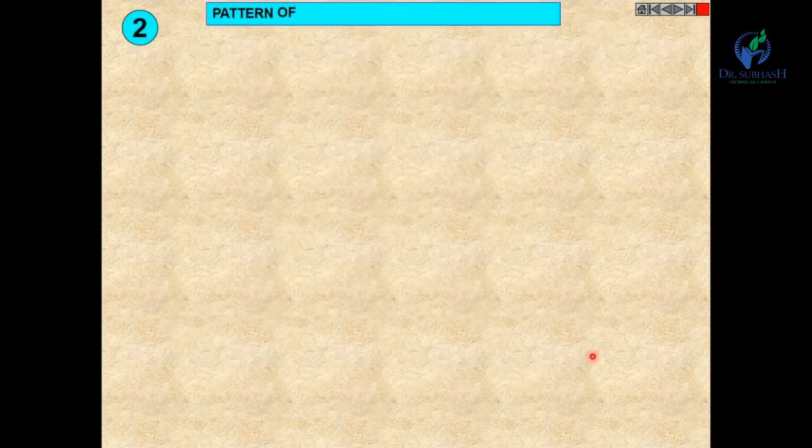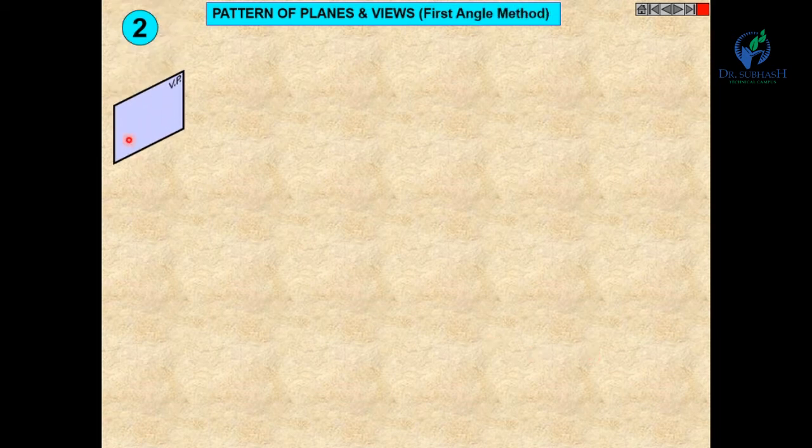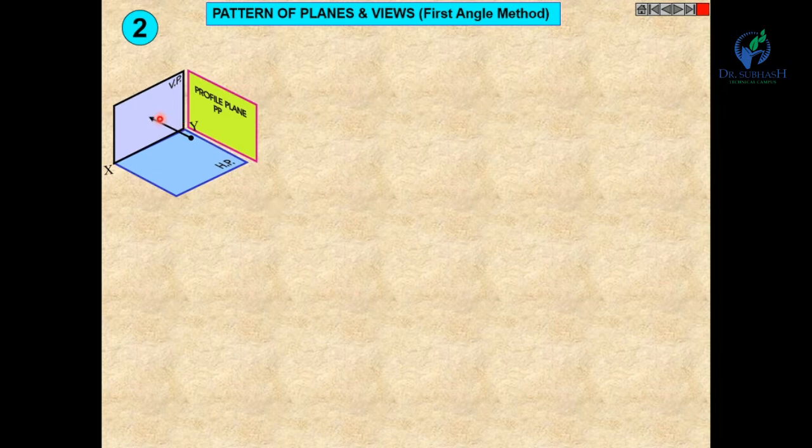Now, let us see the patterns of planes and views, first angle method. You can see this plane is known as the vertical plane, VP. This plane is the horizontal plane, and this plane is the profile plane. All the principal planes are perpendicular to each other. The intersection line between HP and VP is XY. This arrow shows the direction of the observer.